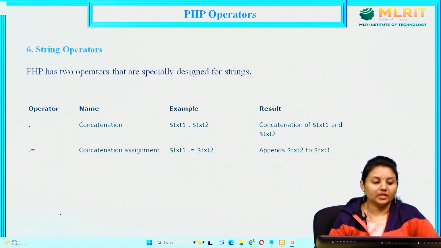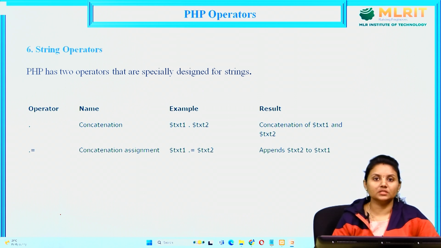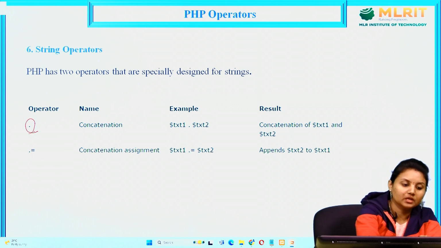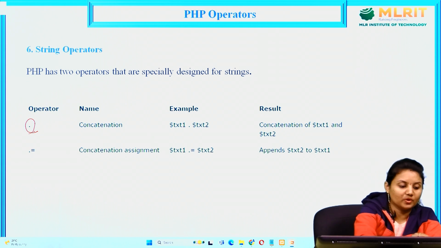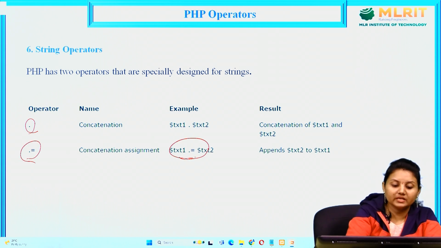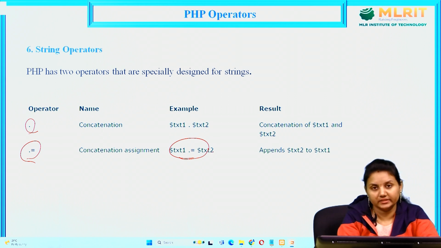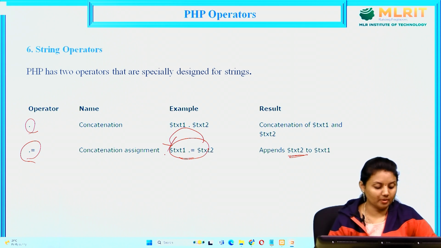Then string operators. As we have seen in the string functions in our previous session, when you wanted to concatenate two strings, we use this dot operator. So, PHP has two operators specifically designed for strings: dot and dot equals to. Dot equals to concatenates and then assigns, so it appends text 2 to text 1. So these are the two string operators we have.